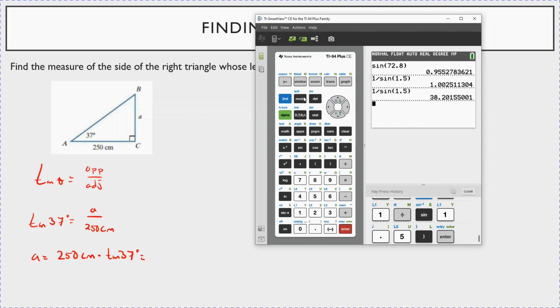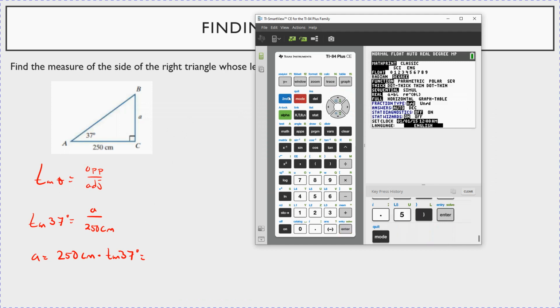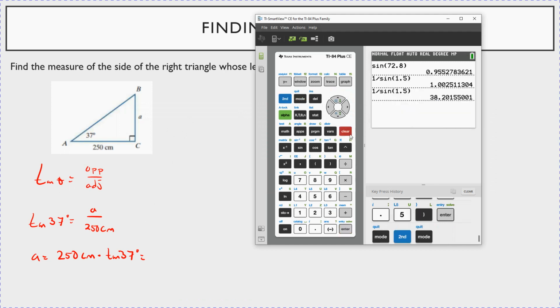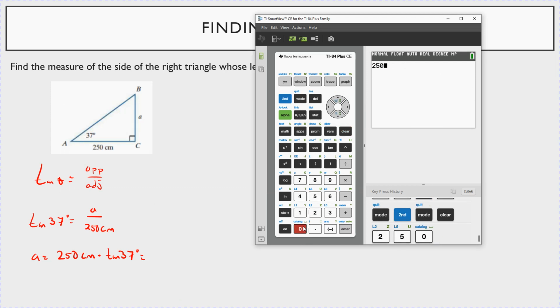All right, make sure your calculator now is in degrees, which it is. And you're just going to take 250 times tangent of 37. And look, what I'm saying here is A is, and I'll go to 2 decimal places, 188.39 centimeters.